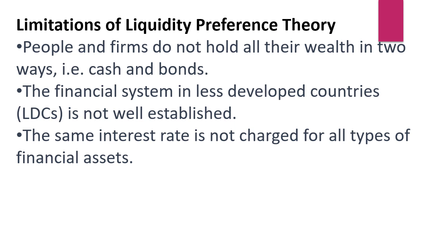Now let's have a look at the limitations of liquidity preference. First limitation is that people and firms do not hold all their wealth in two ways, cash and bonds. Throughout the liquidity preference theory, we talked about cash, liquid assets, and illiquid assets, that is your bonds. But usually if you look around, these are not the only two ways in which money can be secured or kept hold of. There are things beyond that, but this theory is restricted only to these two aspects.